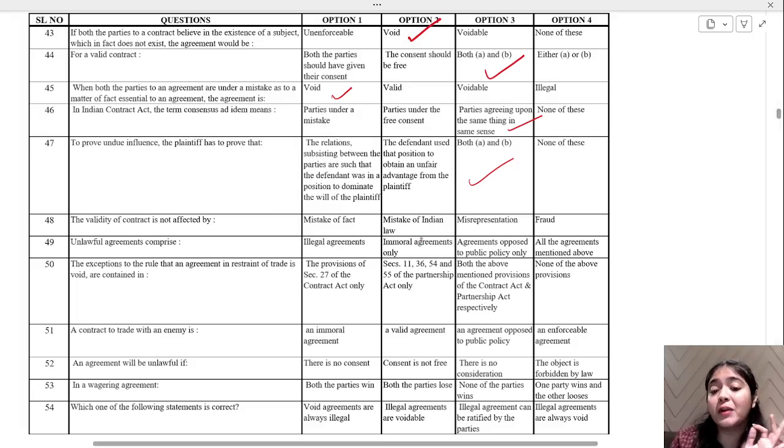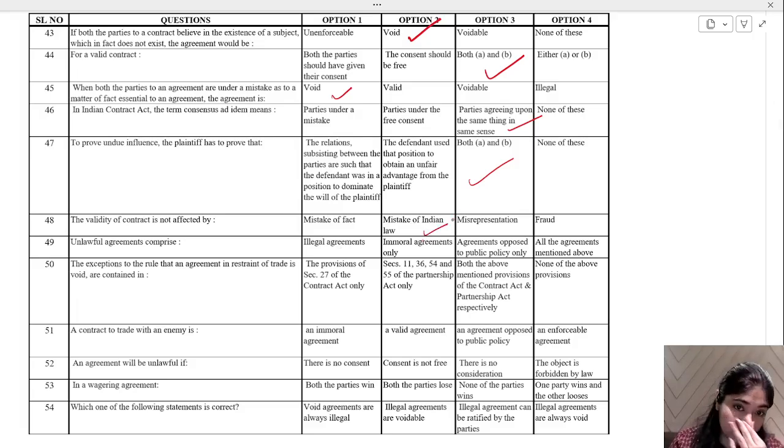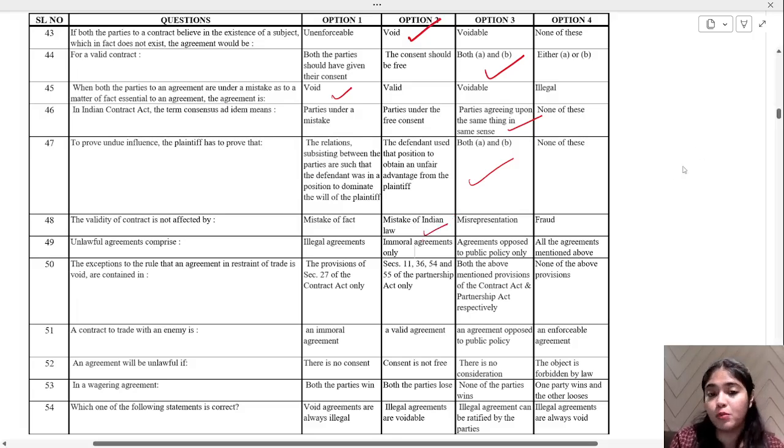Other things will affect, but mistake of Indian law will not affect the validity of contract. That was your problem, right? Unlawful agreements comprise of illegal agreements, immoral agreements only, agreements opposed to public policy only, or all the agreements mentioned above. All these agreements mentioned above will be unlawful. Okay, option number 4.